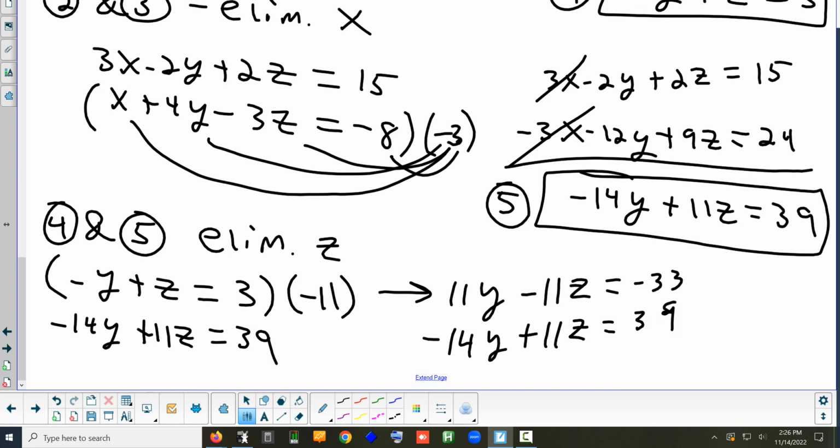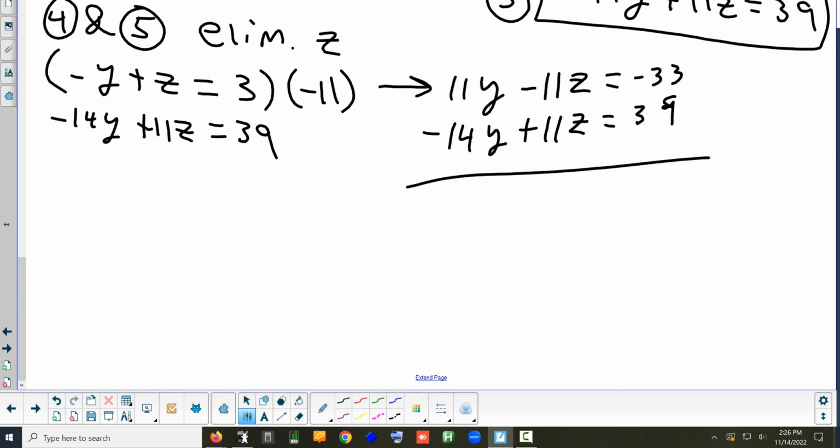Actually, yeah, I like this. It's going to work out. It's going to work out good. What's negative 11y and positive 11y and negative 14y? Negative 3y. Negative 11z and positive 11z. Gone. And what's negative 33 plus 39? 6. Perfect.